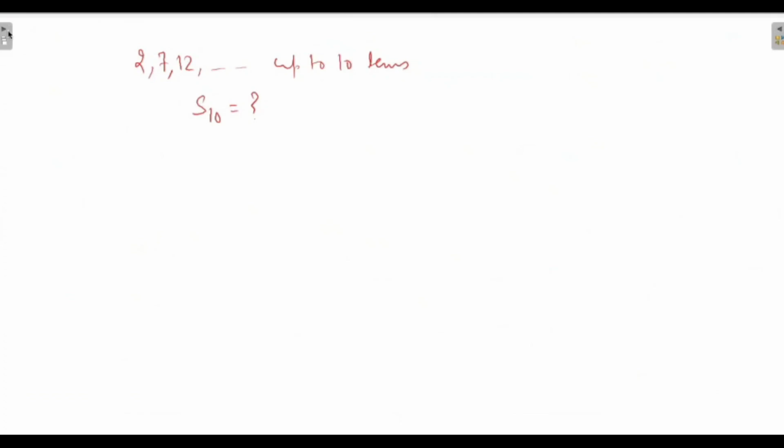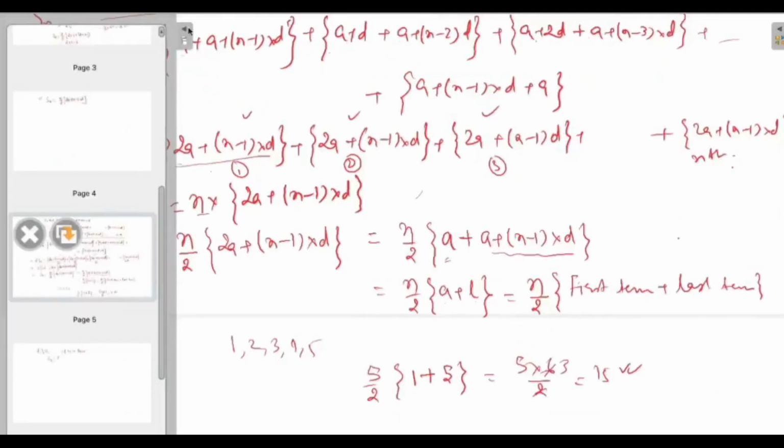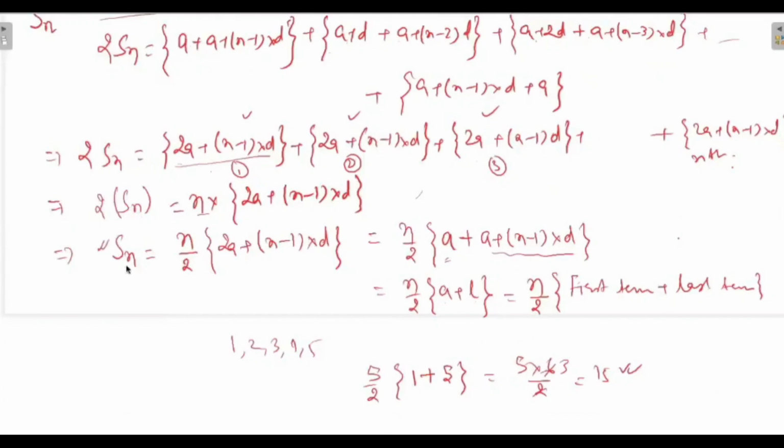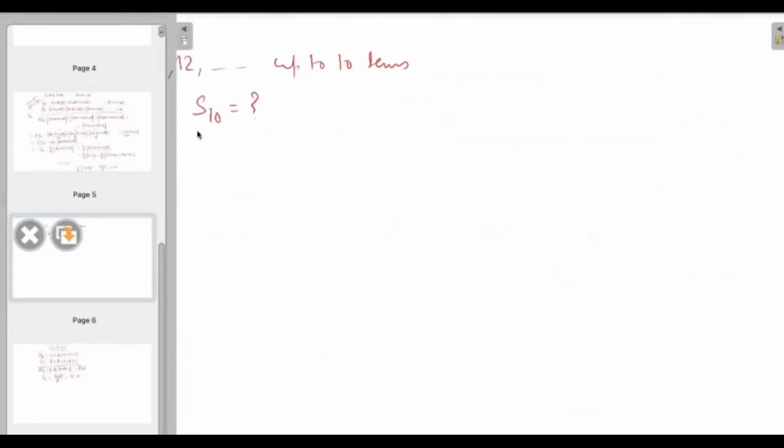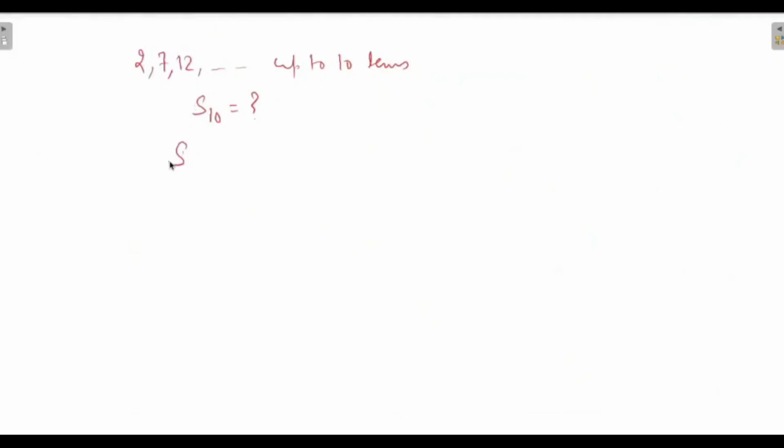The summation of n terms is directly given here, right? Sn is nothing but n by 2 into a plus l, or n by 2 into 2a plus n minus 1 into d. So what's your formula here? Your formula here is S10, or Sn, is n by 2 into 2a plus n minus 1 into d. n is the number of terms, so n is 10. What is a here? a is the first term.